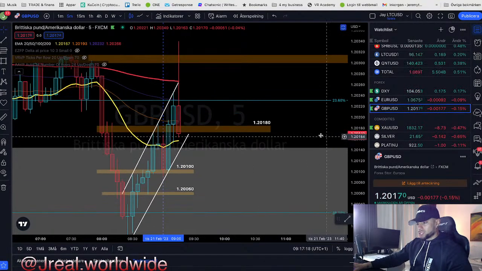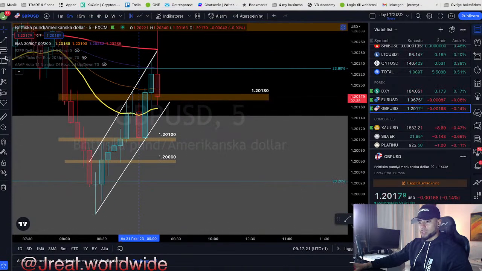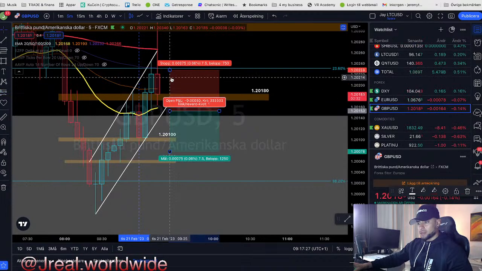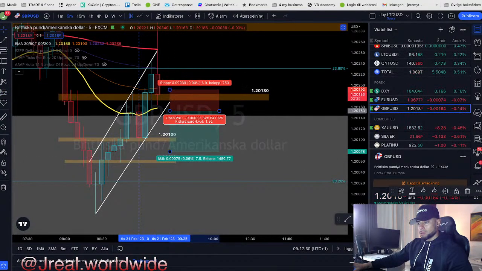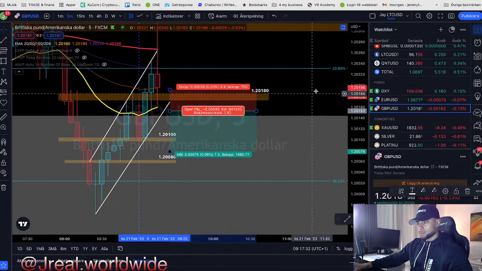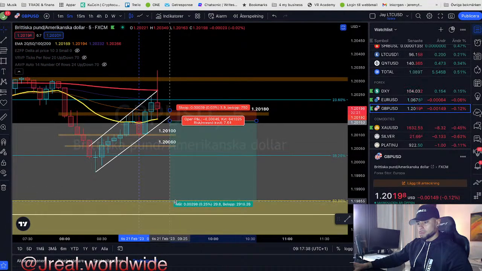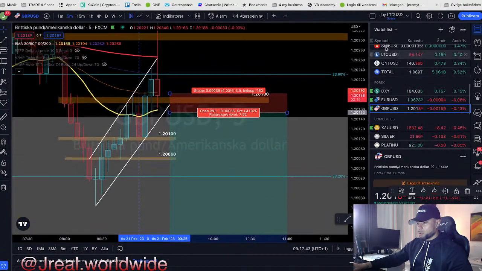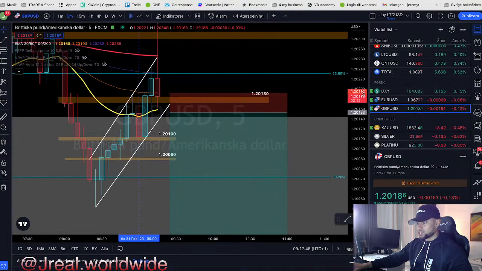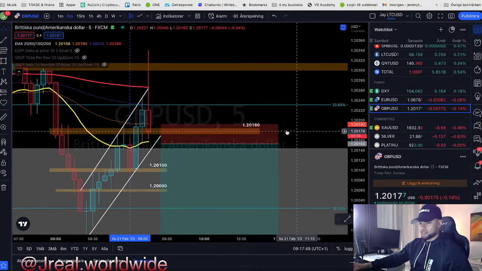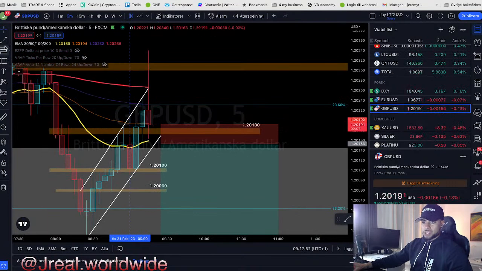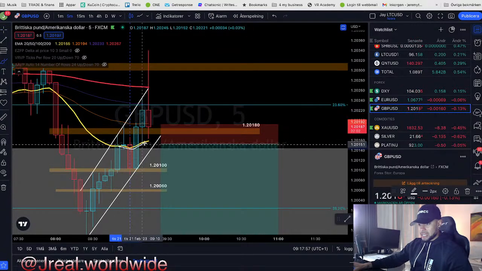So this is what I would want to see to enter a sell here. I would want to see this candle, this red candle that you see now. It has 2 minutes left, so we're watching this live now. And I will want to see it close. You see this yellow line here?